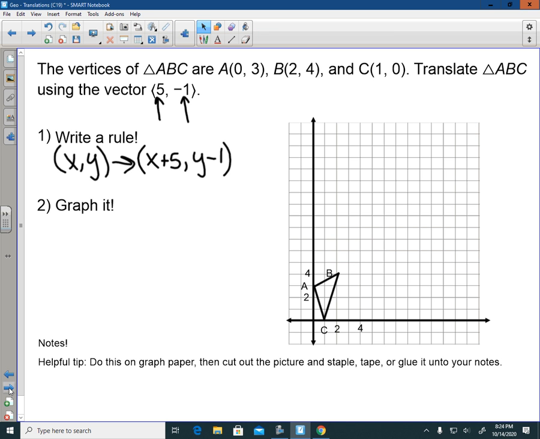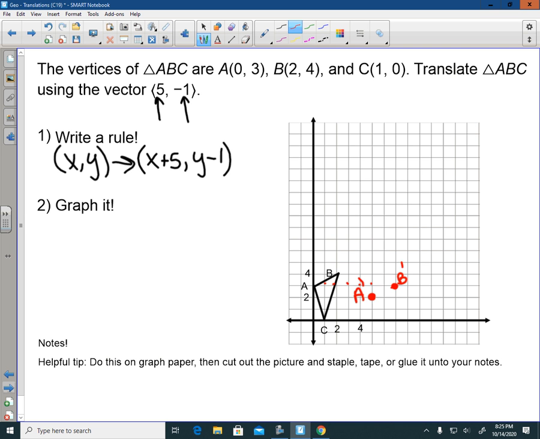And what you do is you just take each vertex and you move it according to the vector or the rule, whichever one you have. So we're going to take A, which lives at 0, 3, and we're going to move it 5 units to the right, 1, 2, 3, 4, 5, and 1 unit down here, and we're going to have a new point. Now, we're not going to call it A, we're going to call it A prime, because we have to indicate that it has been moved, and the prime is what shows us that. And now we can take B and do the same thing. 1, 2, 3, 4, 5 to the right, and 1 unit down, and there is B prime.